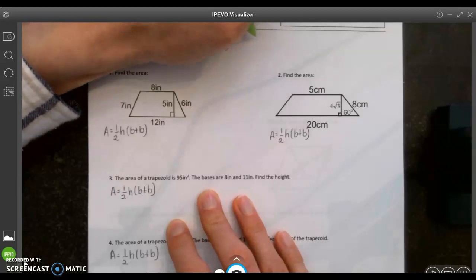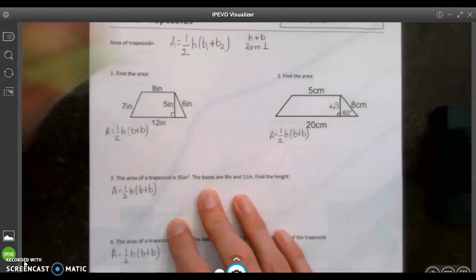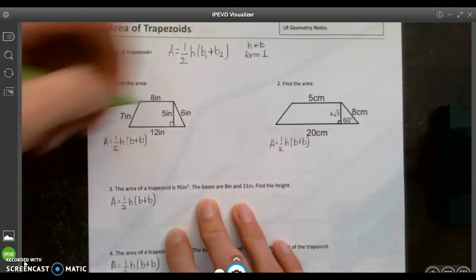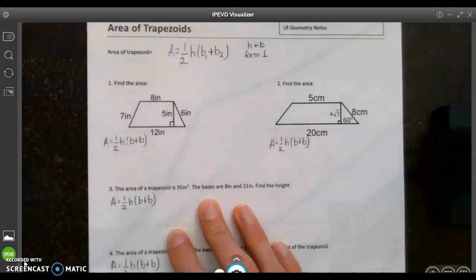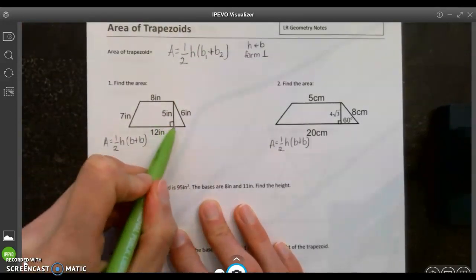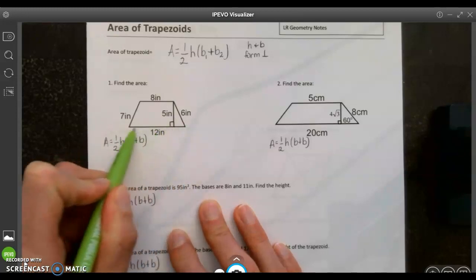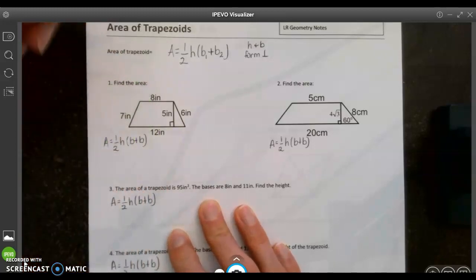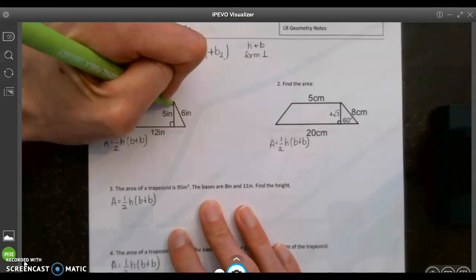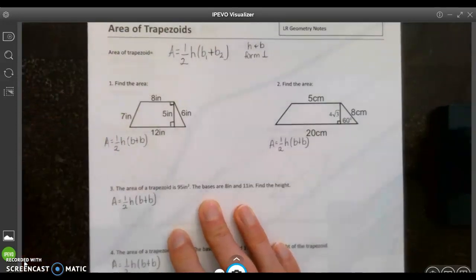Remember that the height and the base form a right angle. They're perpendicular. So we have our right angle here, so we know this is the height. The 5 inches is the height. So that perpendicular touches this bottom segment, that 12 inches, so that's a base. And then across from that, up here is also a perpendicular. So 8 inches is the base.